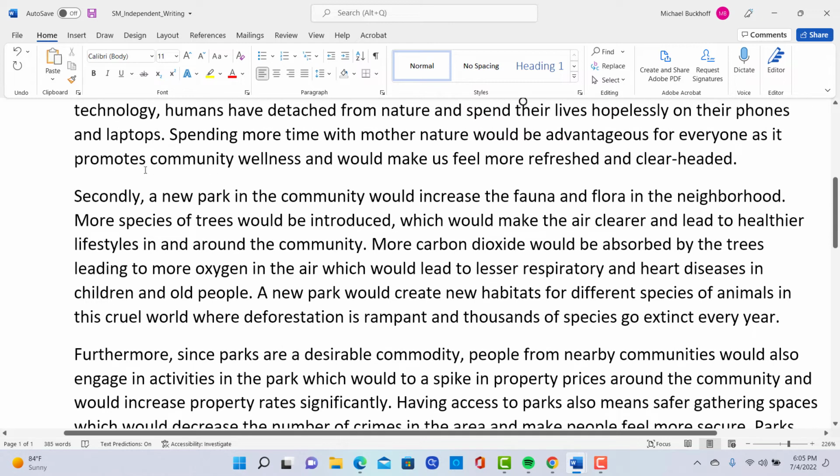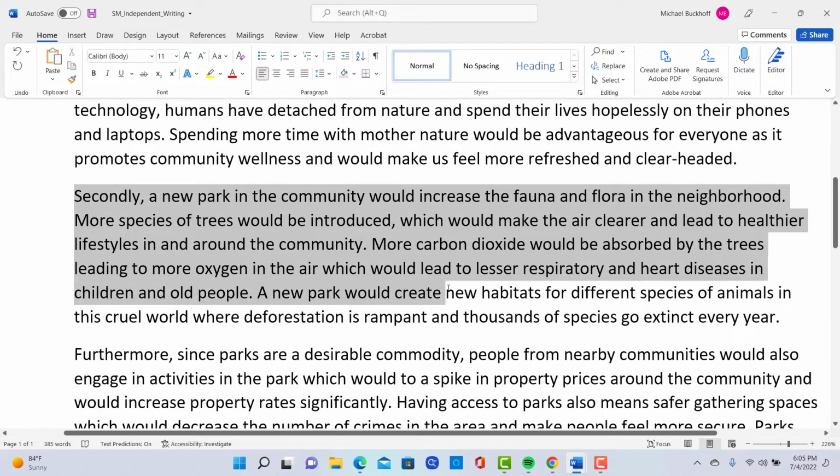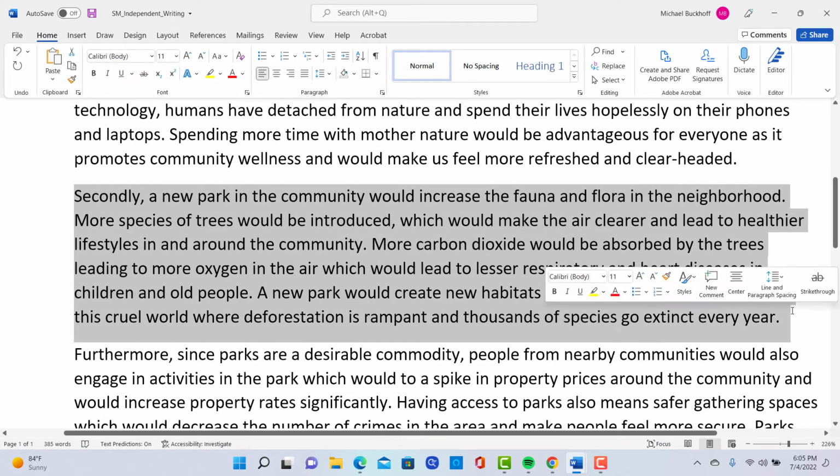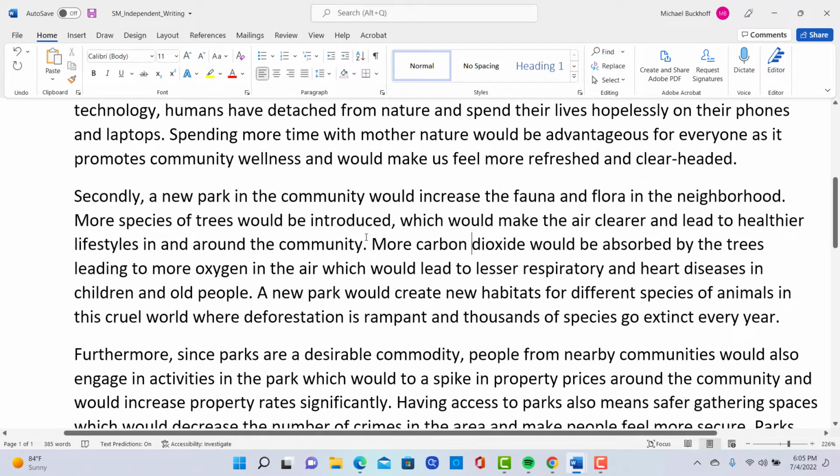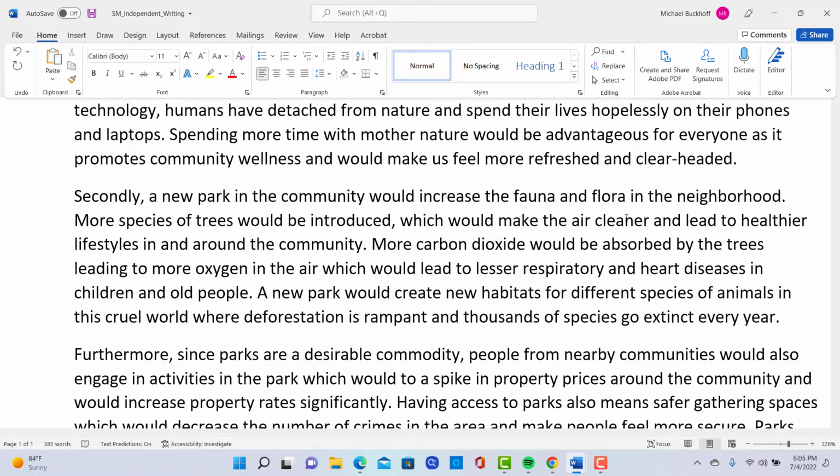I think this paragraph is the best one of the three, by the way. I like how you stay on that one idea and you really go on it. You say a new park in the community would increase the fauna and flora in the neighborhood. More species of trees would be introduced, which would make the air clearer and lead to healthier lifestyles in and around the community. And I would say instead of the air, I'd probably say cleaner. You could probably say either one.